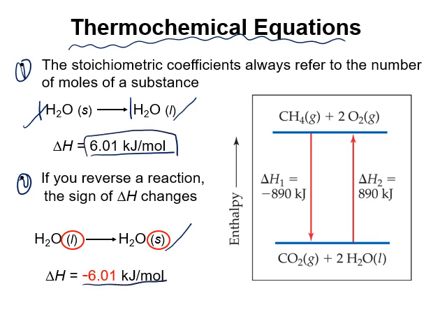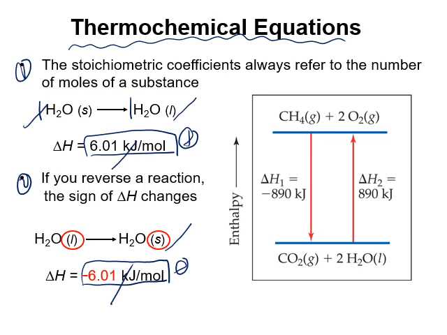You can see that the value is the same, just that this one is plus, this one is minus. So it means that whenever you reverse the equations, or in other words flip the equations, you will change the sign of the delta H, but you don't change the magnitude of the delta H. So that's why both will still remain 6.01 kilojoule per mole. Just that one becomes plus, the other one becomes minus.